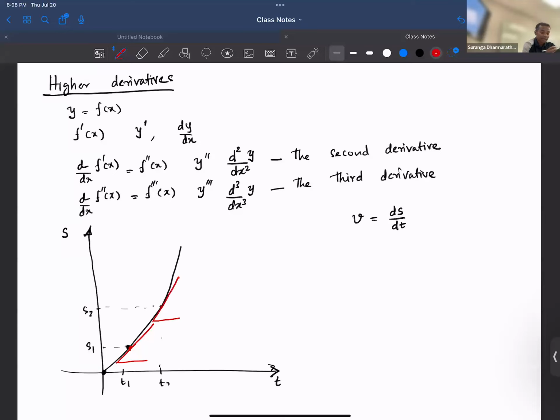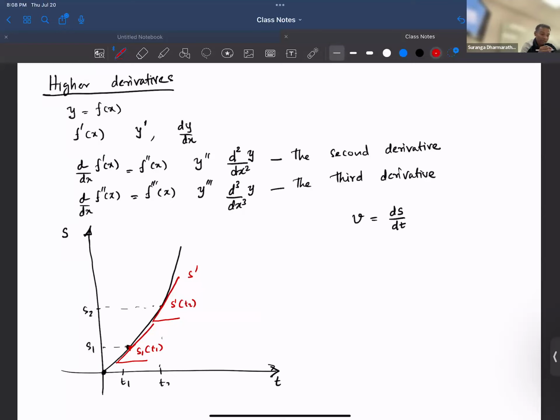Does that make sense? And I call this what? S prime, the slope. So this is S prime at T1. Here, the slope is S prime at T1. This is S prime at T2. We did this one, right?